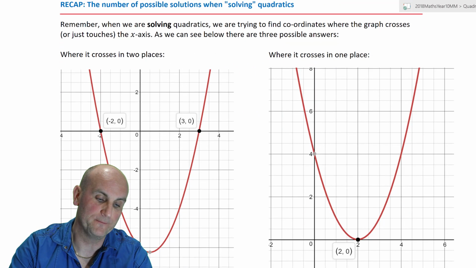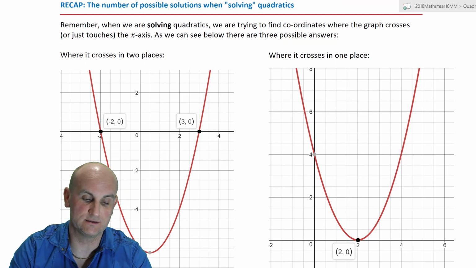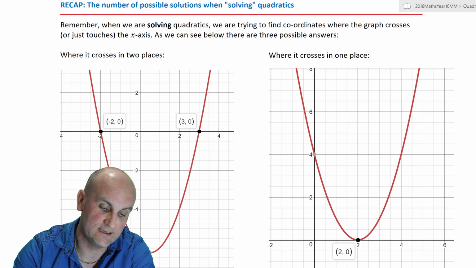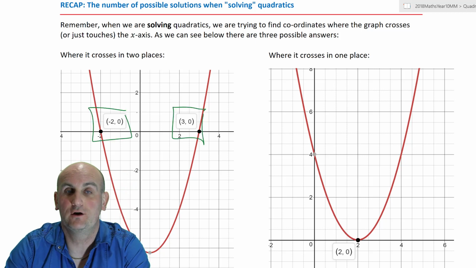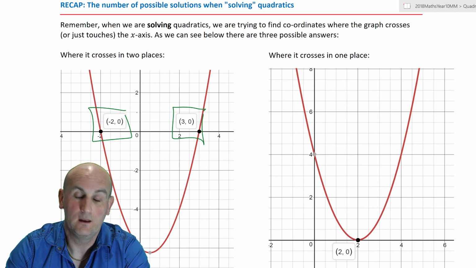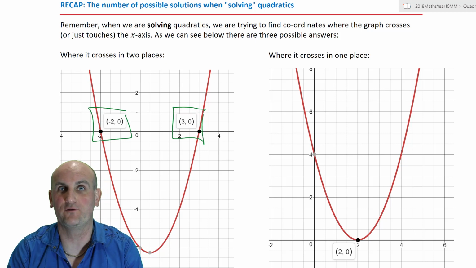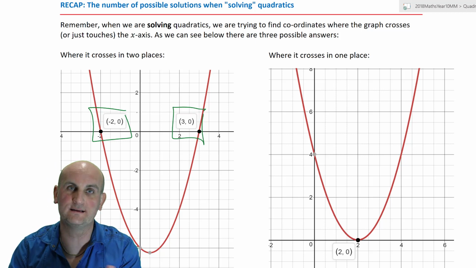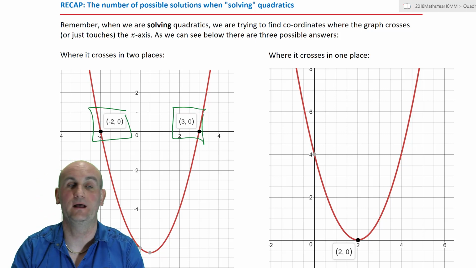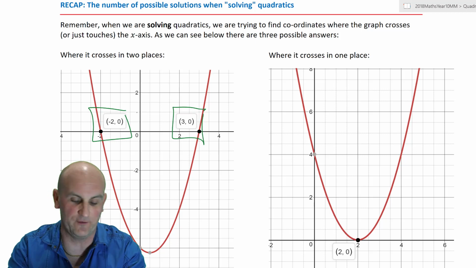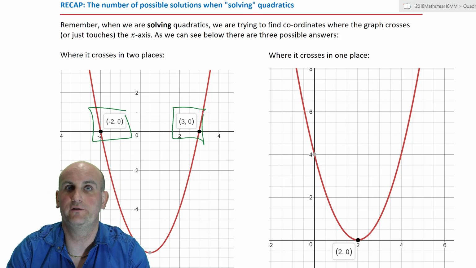So here's a recap: the number of possible solutions. Here is a quadratic equation, with two different examples. The first one is crossing in 2 places. We can see here minus 2, 0 and 3, 0. That's specifically where it crosses. And when we're doing these, we're trying to find pieces of information: x-axis intercepts, y-axis intercept, and turning point. Now that actually only makes 3 pieces of information, but if I include the x-axis as twice, that's fine. So that's where it crosses in 2 places.